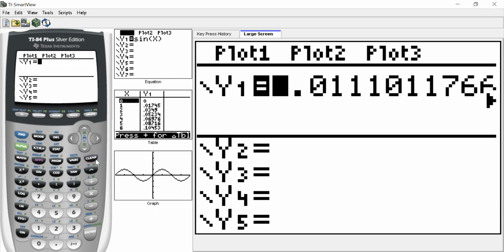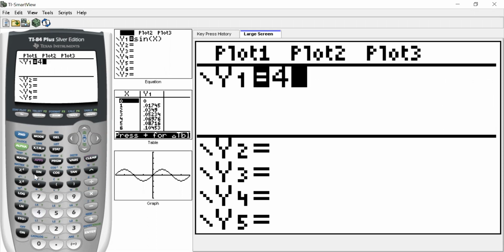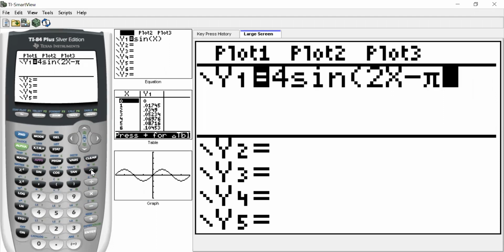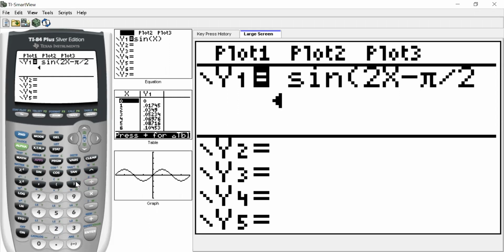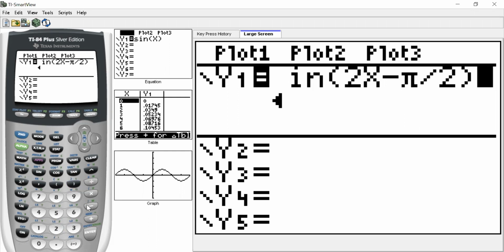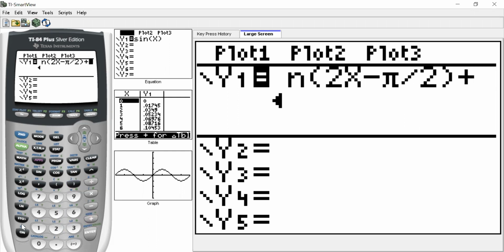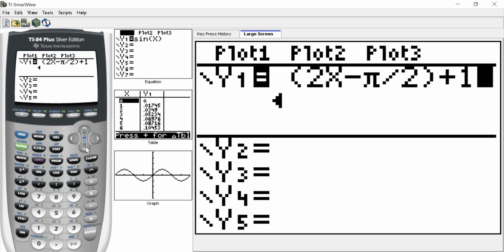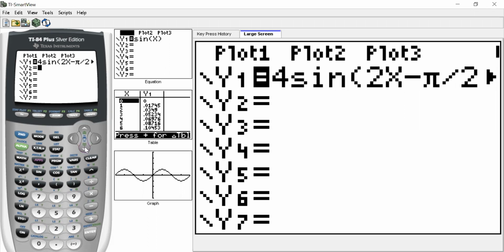So let's clear this out. 4 sine, and I'm going to use the original equation, not the one I came up with by factoring, because what if I had screwed up my factoring? This is going to be a bit of a check for me, isn't it? Okay, so here was the original equation, plus 1, like that. Now, before I go and hit graph, I'm actually going to do 2 more things. In y2, I'm going to draw the equation of my midline. It's at y equals 1. You'll see why I did that in a moment.